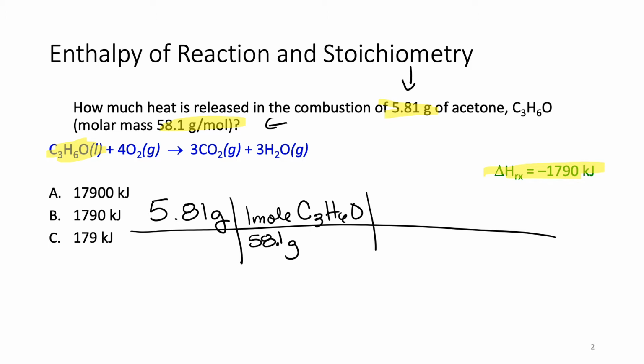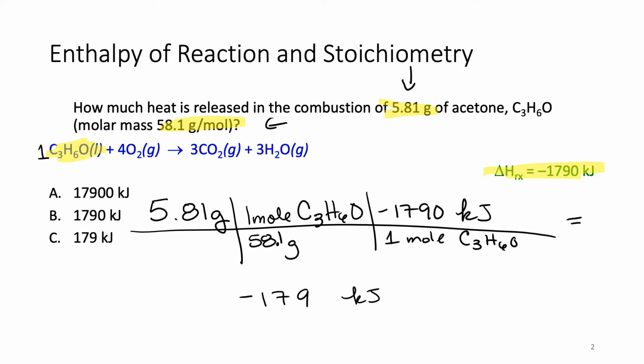Then you look at the balanced chemical equation. In the balanced chemical equation, it tells you that you have 1 mole of C3H6O. The delta H of reaction can also be used as a conversion factor. So I release that many kilojoules of energy when I have 1 mole of acetone. I release that many kilojoules of energy when I have 4 moles of oxygen. In this case, I have negative 1790 kilojoules. I multiply by all the top things, then I divide by all the bottom things. Through the magic of math, I get that my kilojoules are going to equal negative 179.